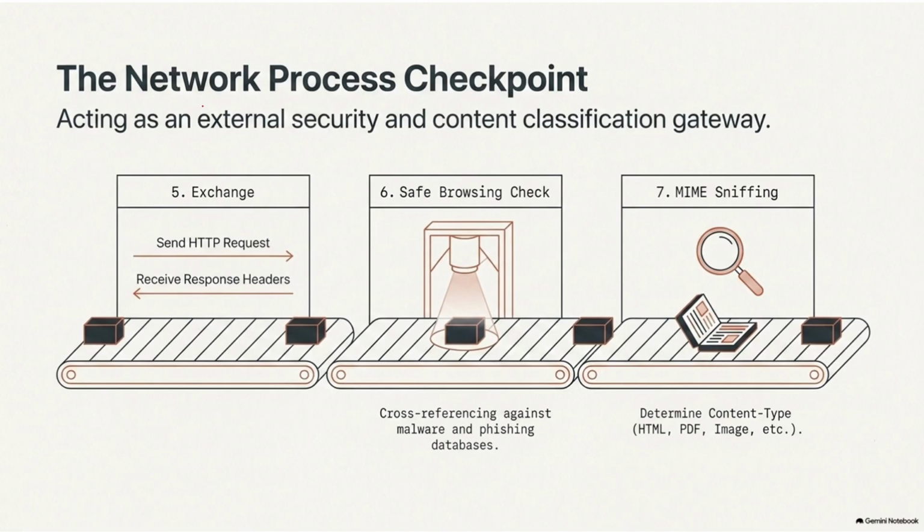Then the network process and the checkpoint will occur. In the fifth step, the browser will send the HTTP request and receive the response header, and then it will do the browsing check. Here in steps 6 and 7, it will check the content type. What is the content type? Is it HTML, PDF, or an image? Or it will check for any malware or phishing data there or not. It will do the checking.